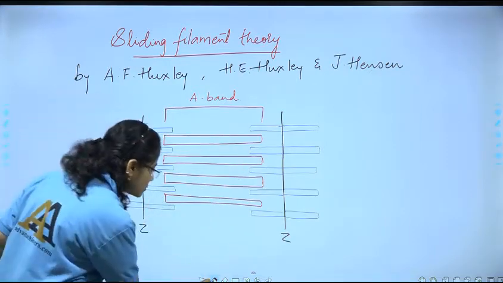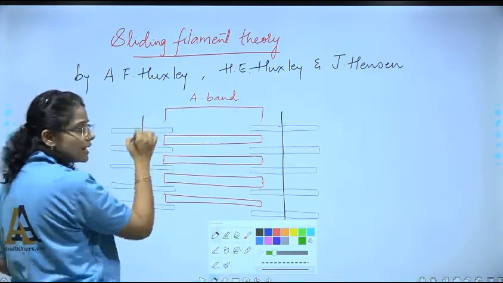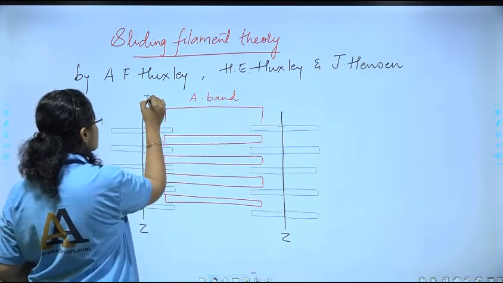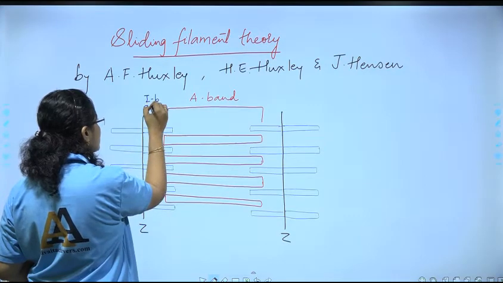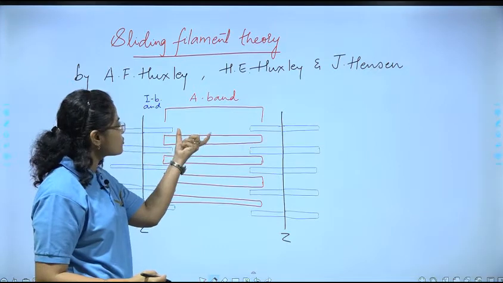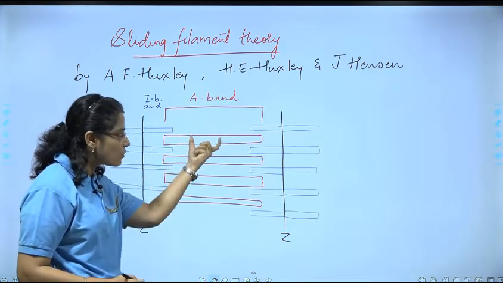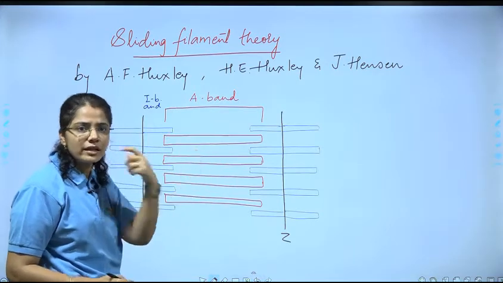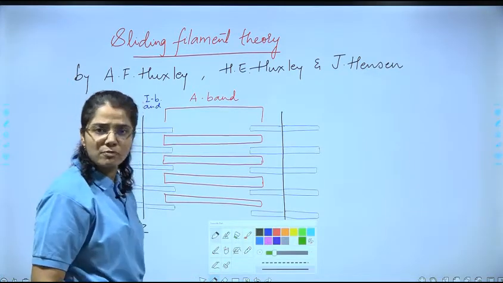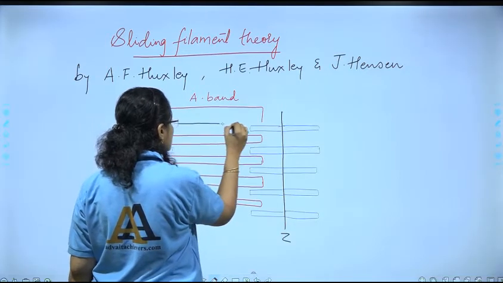We also have to label the I band. We know that this lighter band forms the I band. That is clear. So here I am just writing down I band so that you don't get confused. Now, the center portion of the A band, where there is no overlapping of I and A, means there is only myosin filament present, that band is referred to as the H band. So we will be labeling that also. I am talking about this zone.